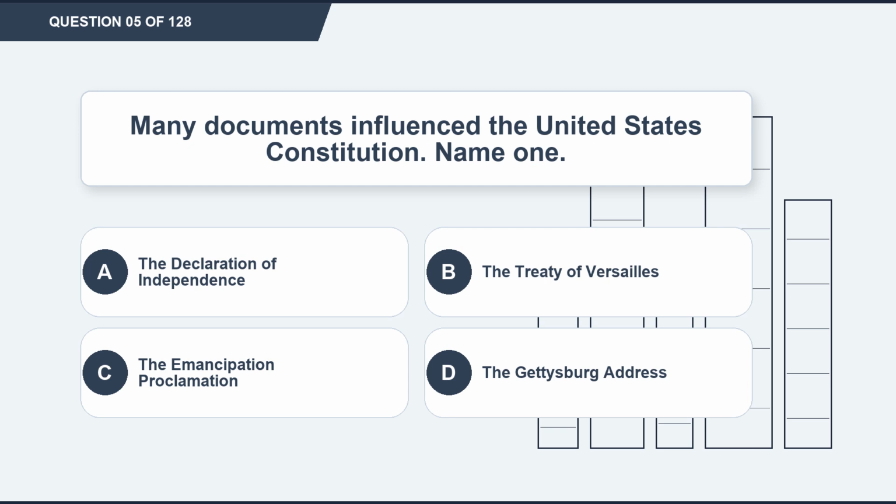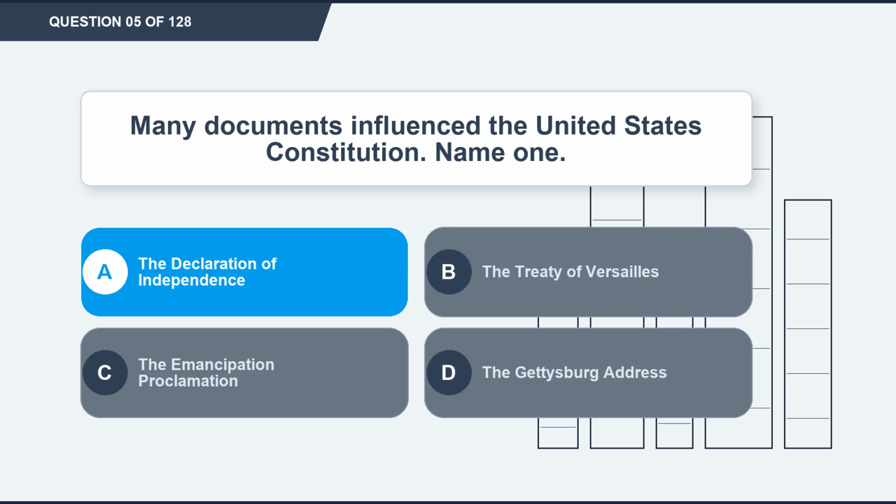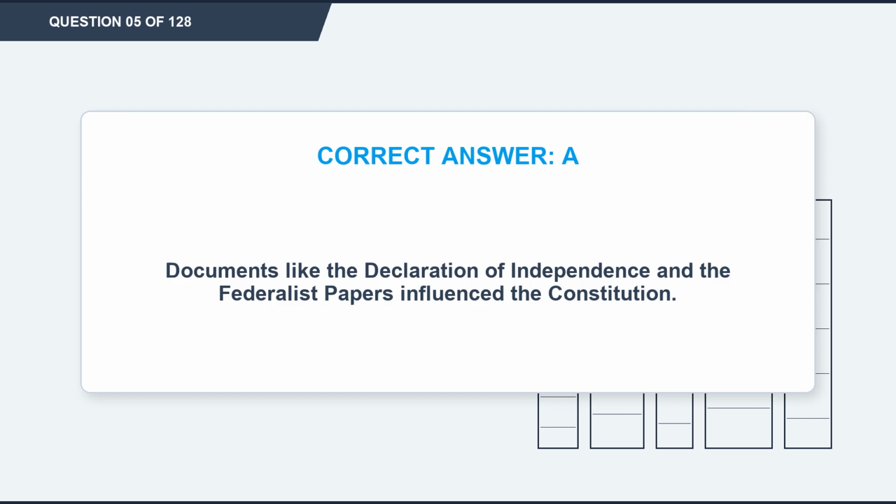Question 5. Many documents influenced the United States Constitution. Name one. Option A. The Declaration of Independence. Option B. The Treaty of Versailles. Option C. The Emancipation Proclamation. Option D. The Gettysburg Address. The correct answer is option A. The Declaration of Independence. Explanation. Documents like the Declaration of Independence and the Federalist Papers influenced the Constitution.